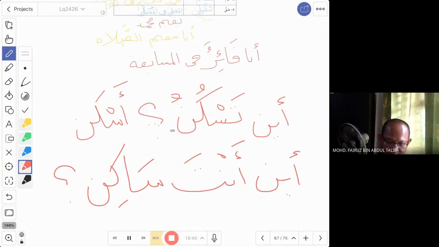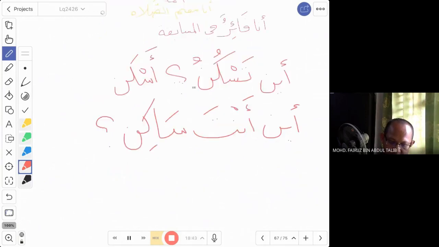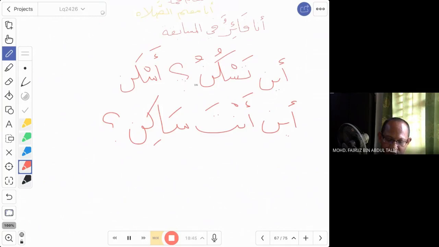So in this case, the meaning of sakin is not where do you, the person who stay. No, it is not referring to the person, but it is referring to the fi'il itself. They just use the isim fa'il form. So if they ask you aina anta sakin, so the answer will be ana. What is your answer? Aina anta sakin.